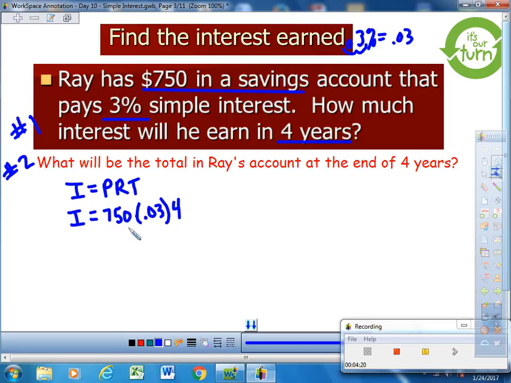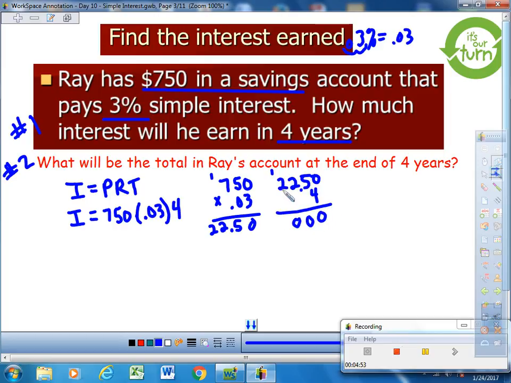And again, you can multiply these in any order because multiplication is commutative. So I'll just go in order: 750 times 0.03 is 22.50, and then I take that and multiply it times 4. And so I get $90. So my interest is $90. That's the answer to the first question.